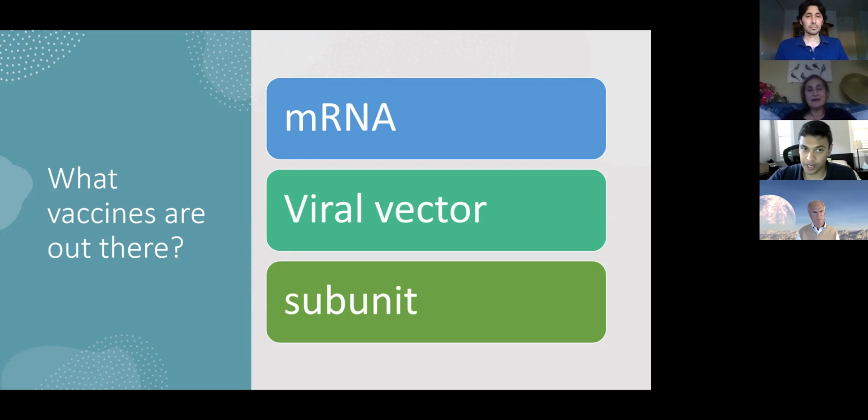The third type is a subunit vaccine. And this is where you take the proteins from coronavirus, you put them in a molecule, and you inject that into the human body. The immune system sees those proteins and generates an immune response and memory to those proteins.